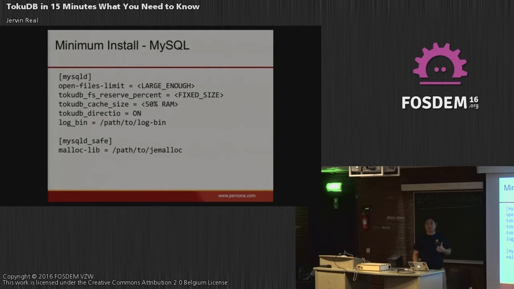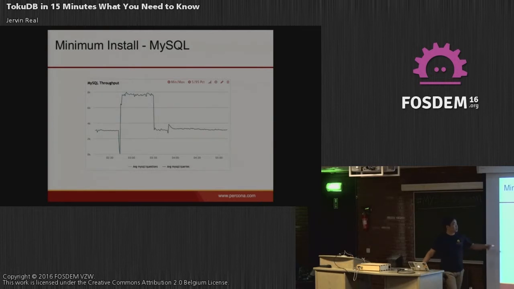The last one is binary logs. You have to make sure that binary logs are enabled, especially if you're mixing InnoDB and TokuDB transactions. Why? Because TokuDB uses two-phase commit, and it uses the binary log to make sure that those transactions are in sync, right? And let me show you just an image. This is when you have binary logs enabled, and this is when you have binary logs disabled.